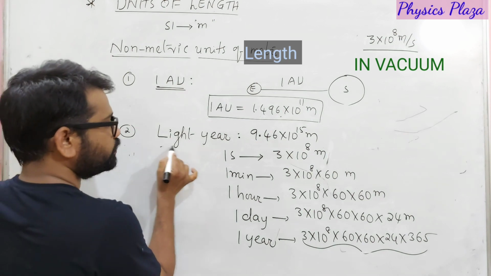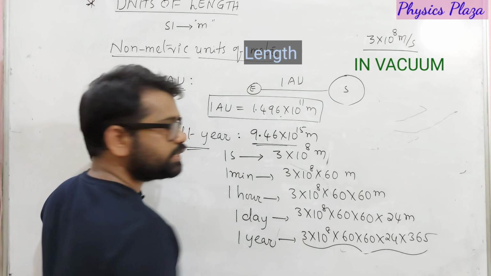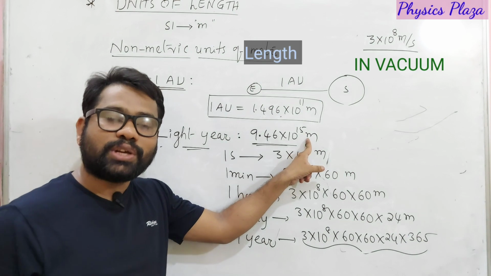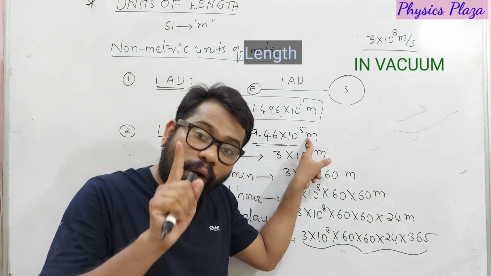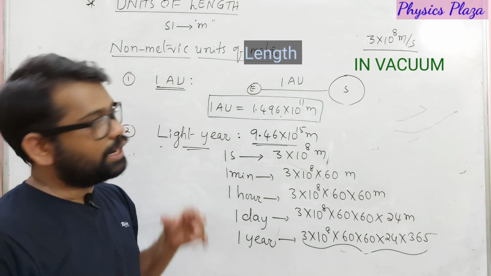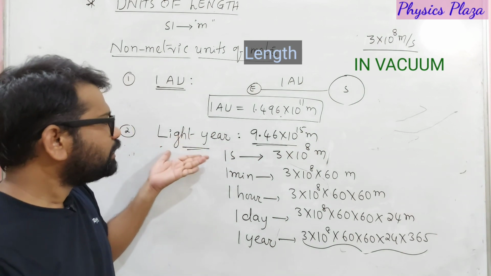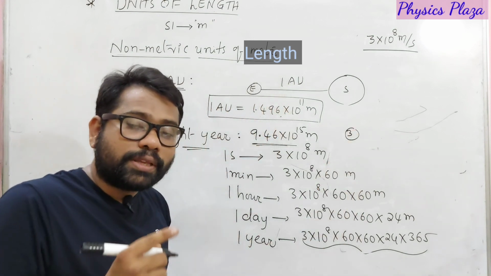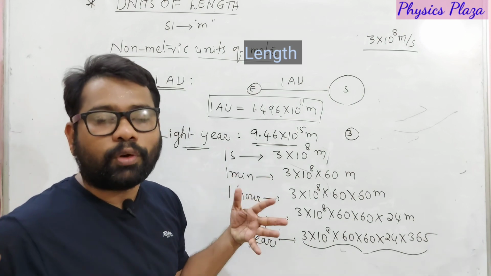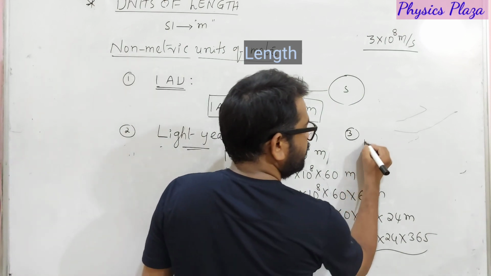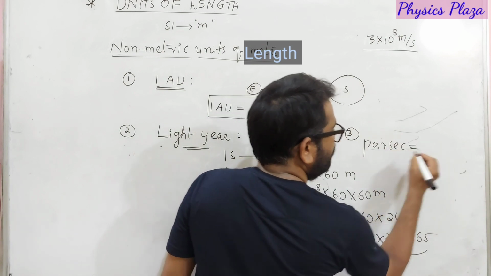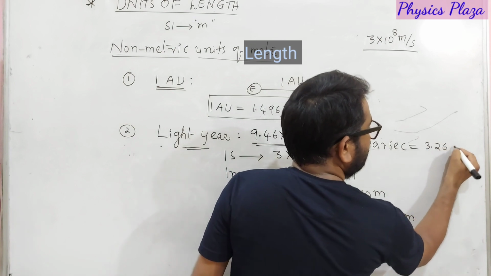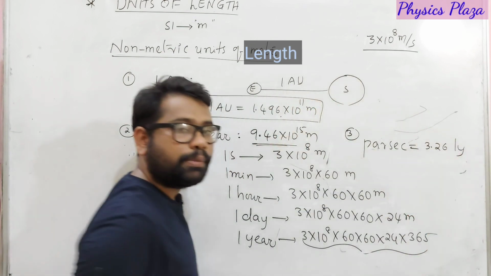So children, this is what a light year actually is. Light year is equal to 9.46 into 10 to the power of 15 meters. So what is the light year, dear children? The distance traveled by the light in 1 year through the vacuum is called a light year. Other than the light year, we have one more non-metric unit of meter, used to measure very big distances. That is parsec. Mathematically, 1 parsec is equal to 3.26 light years. Ly is the symbol we use to represent the light year.